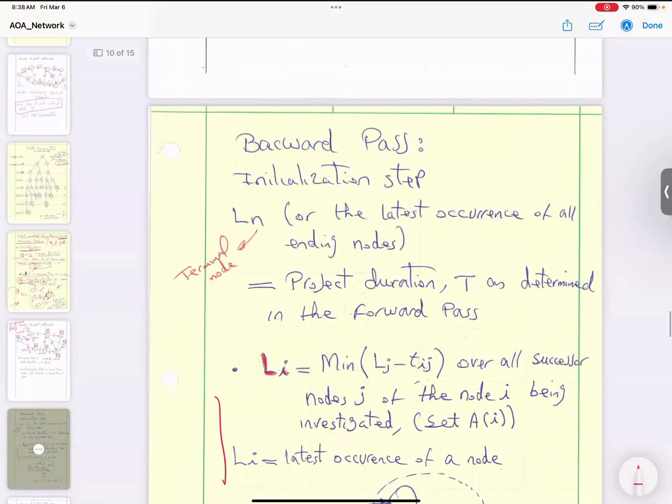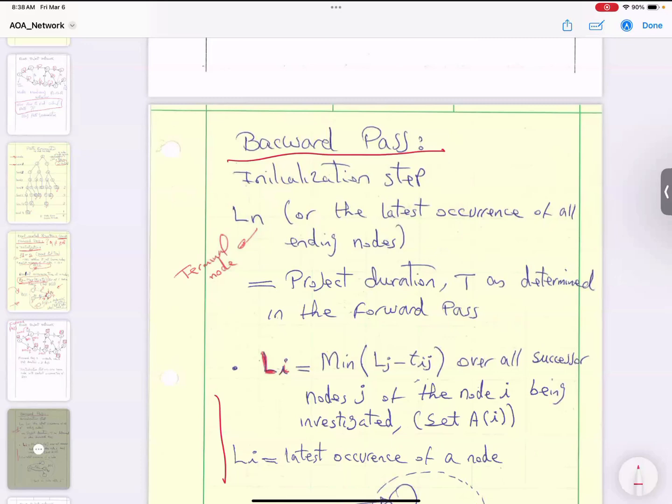Okay. This is called the backward pass. That's the second step. In a backward pass, we say what is the latest occurrence of all ending nodes. So we go to the last node, the sink node or terminal node, you look at your project network and you say, okay, what is the latest occurrence of all ending nodes? You may have more than one ending node. So you look at the latest occurrence of any ending node and you label it L sub n. It is equal to the project duration, T, as determined in the forward pass.